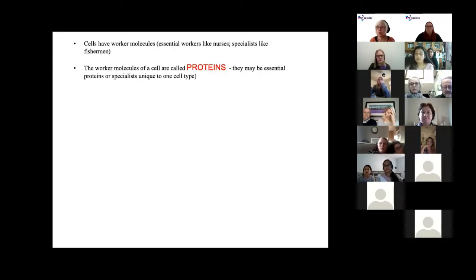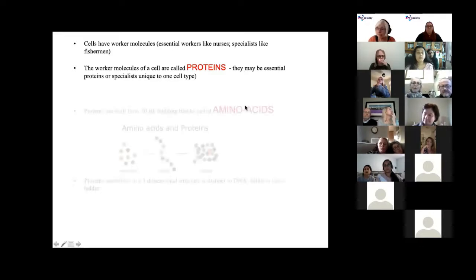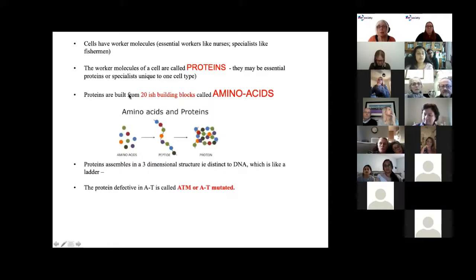They may be essential workers like nurses or doctors, or they may be specialized like fishermen. And the worker molecules are called the proteins. And proteins are built up of amino acids, which you may well have heard about. You're supposed to get them in your diet. And there are 20, more or less, building blocks of these amino acids. So basically, a protein is made up of a number of these 20 building blocks.